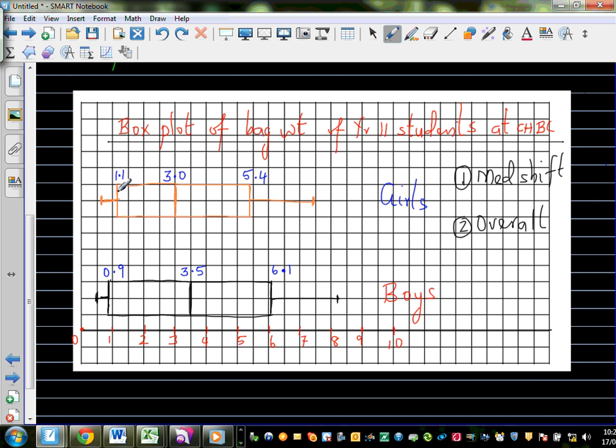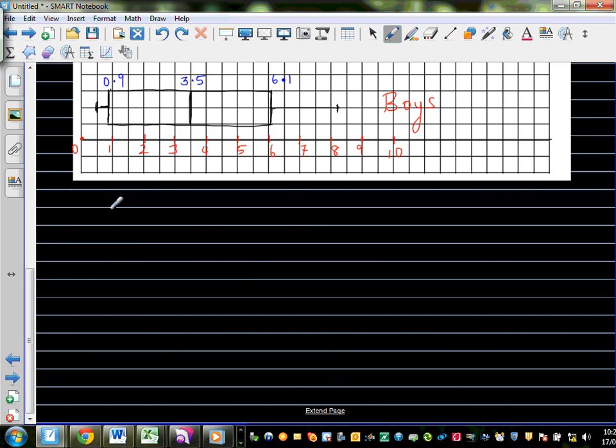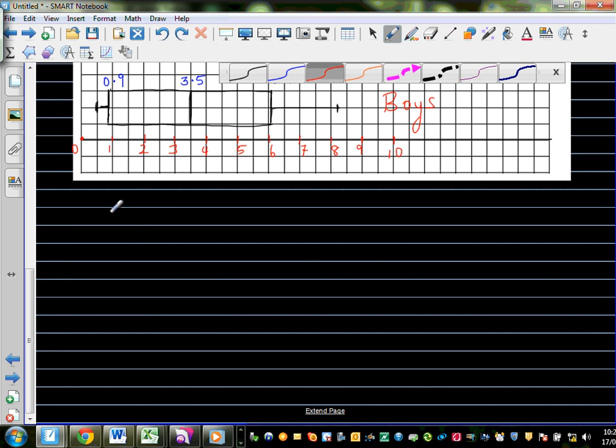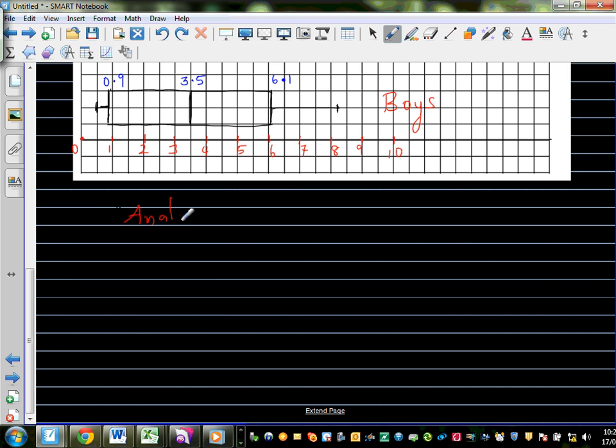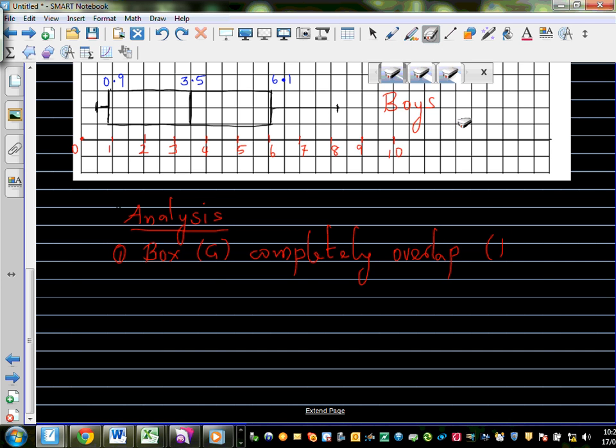Overlap of boxes. When you look at the overlap, can you see the box of girls completely overlaps the box of boys? So let's write that. This is my analysis, and based on analysis, we're going to conclude. The first thing that you can notice is the box of girls, I'll write only G, completely overlaps the box of boys. I'll say box B.